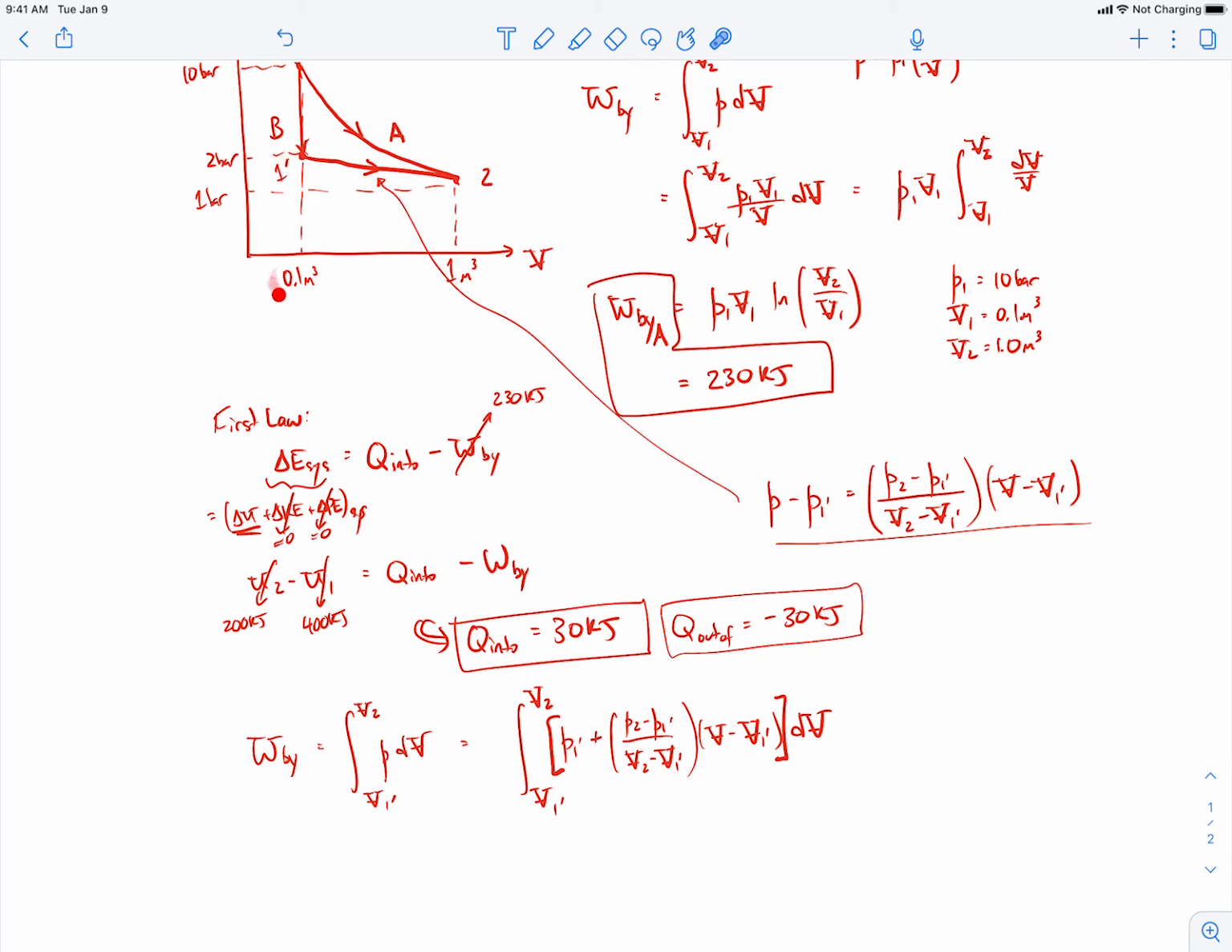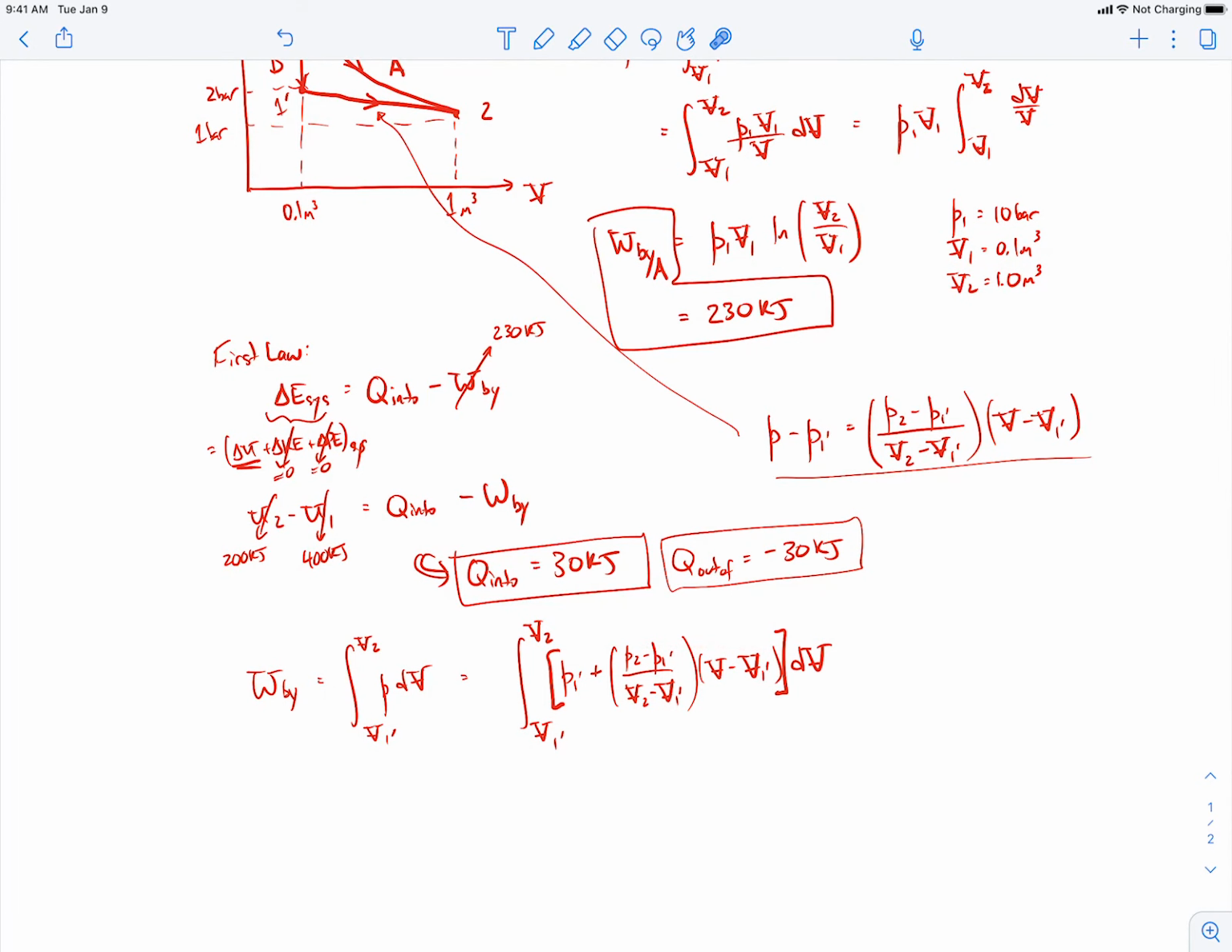V1 prime is still 0.1 cubic meters. Of course, P2 and V2 are given at this point. So P2 is 1 bar, V2 is 1 cubic meter. So we can perform that integral. You just do it in a couple of different parts here.